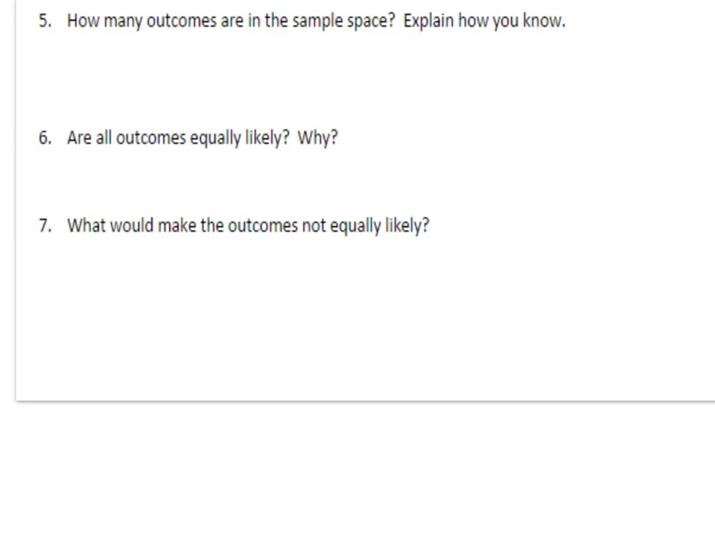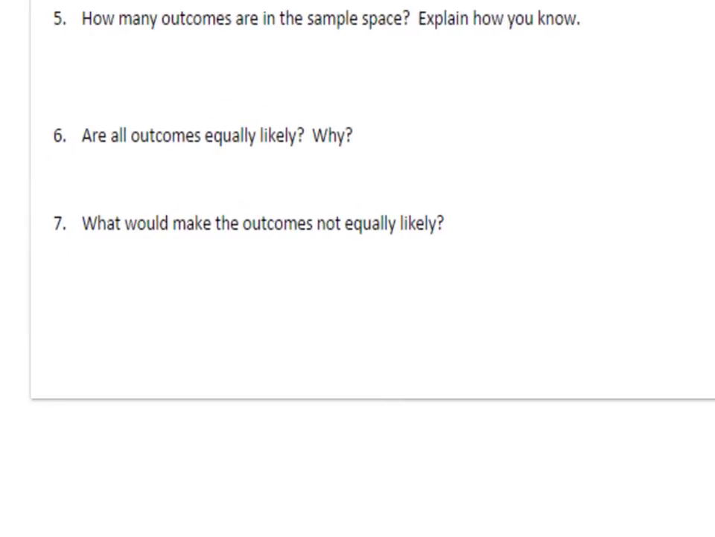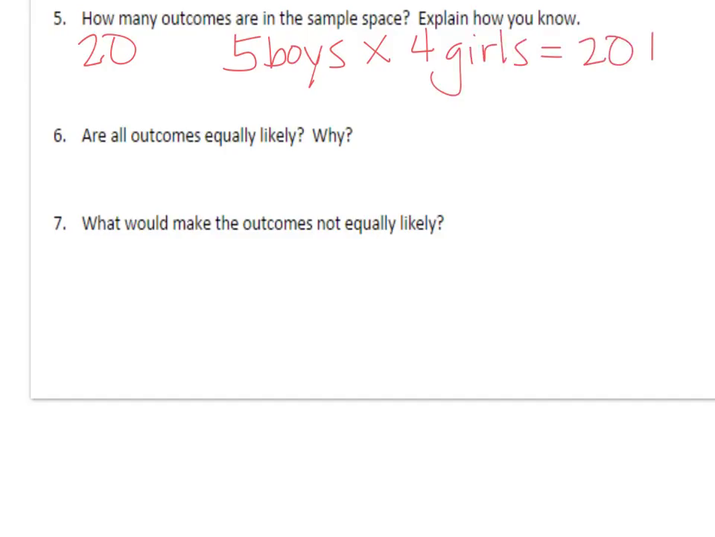The answer to number 5, you should have said, is 20 possible outcomes. To explain, you either did the combinations route and multiplied the 5 boys by 4 girls to get 20 boy-girl combinations, or you could say you counted the ends and there were 20 ends on the tree diagram. Either way is fine.